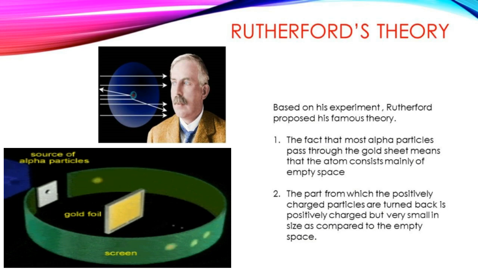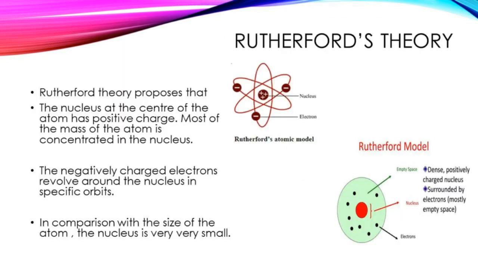Based on this experiment, Rutherford proposed his famous theory. In his opinion, the fact that most alpha particles pass through the gold sheet means that the atoms consist mainly of empty space. The part from which the positively charged particles are turned back is positively charged but very small in size as compared to the empty space. From these inferences, Rutherford presented his theory of the structure of atoms. For this theory, he was awarded the Nobel Prize for Chemistry.